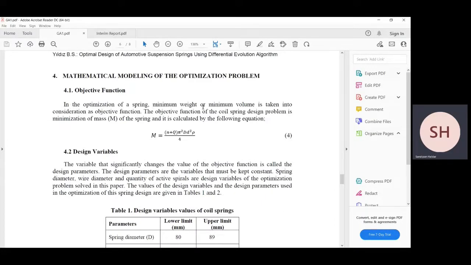Just for the quick introduction of this paper, the objective function in the optimization of the spring, the minimum weight or the minimum volume is taken as the objective function. So here the objective function is taken as the minimization of the mass of the spring, and it is calculated by this following equation. We will come to the variables one by one.